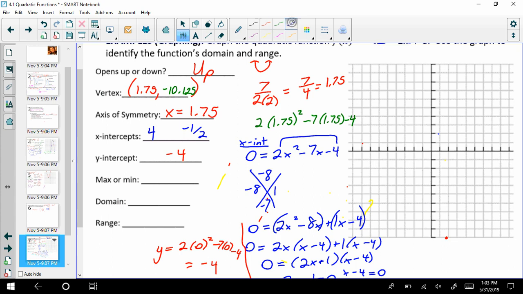My x-intercepts are going to be at 4 and negative 1/2. And my y-intercept should be at negative 4.